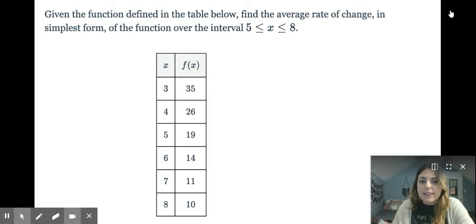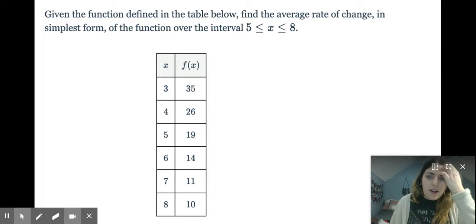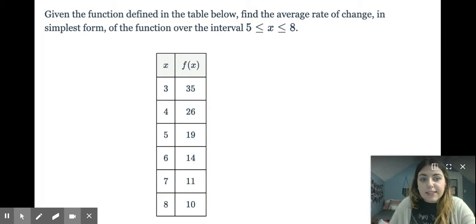And second off, we are doing some new content today with our function unit. So I'm making this video and I hope that it will be beneficial for you all. So we're going to start by looking at some practice problems. And here is one example of a problem that you're going to see today.